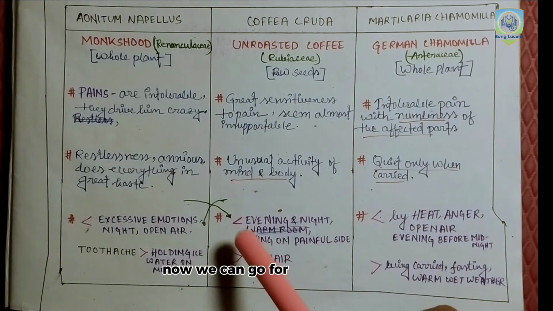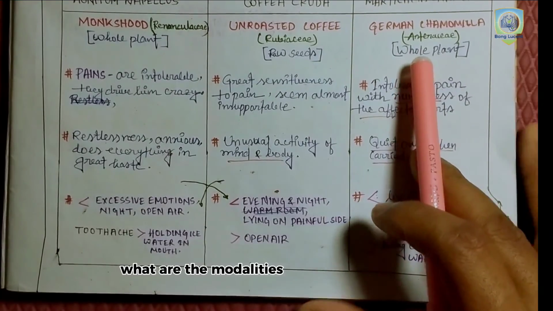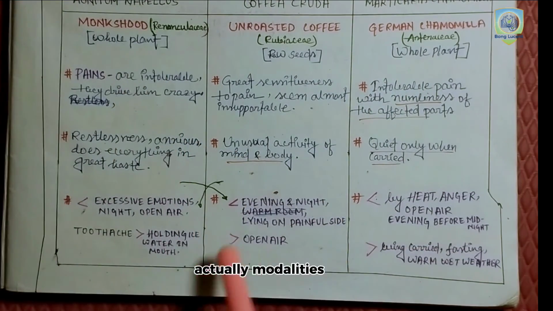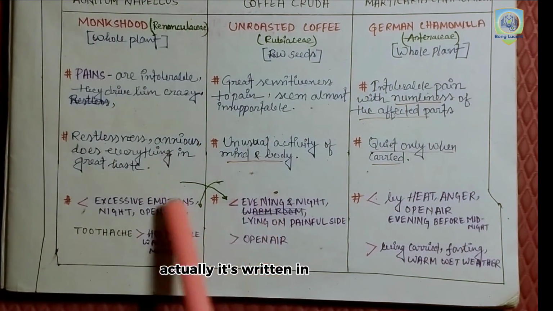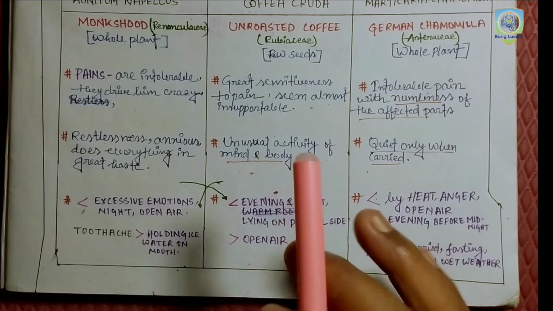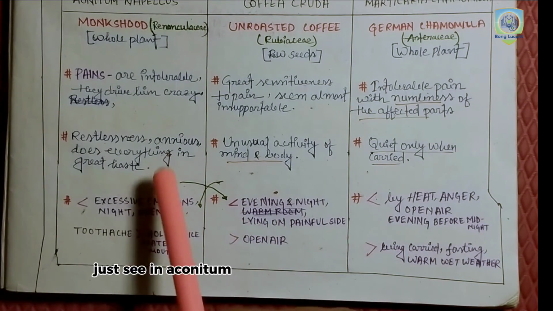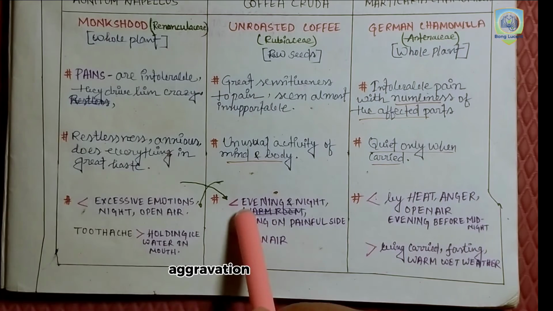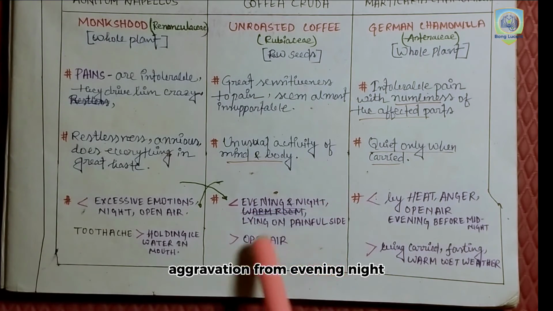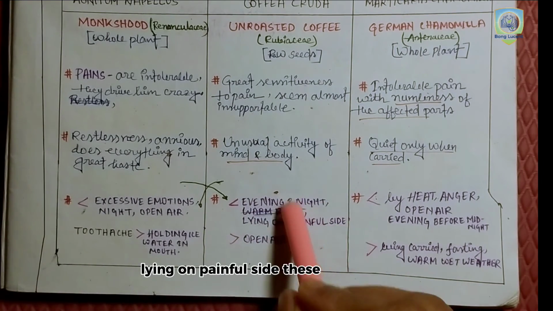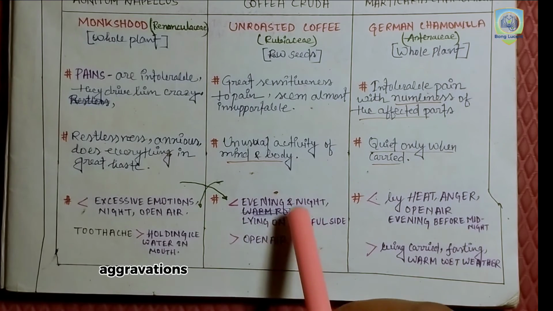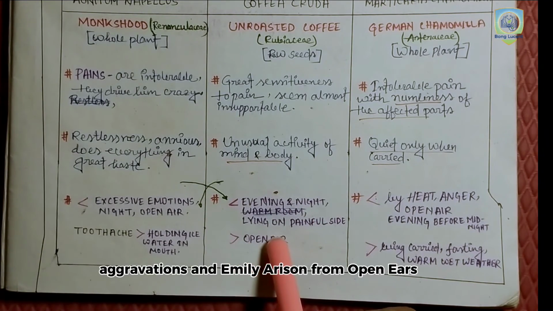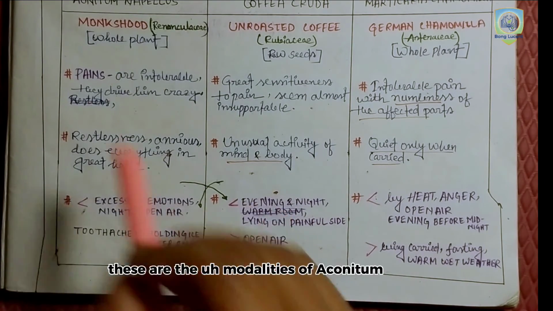Now we can go for the modalities. What are the modalities in Aconitum napellus? Actually, it is written here in vice versa, so just see. In Aconitum napellus, aggravation from evening, night, and lying on the painful side. These are the three aggravations, and amelioration from open air. Okay, these are the modalities of Aconitum napellus.